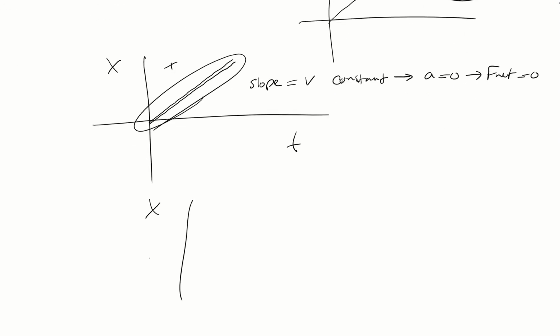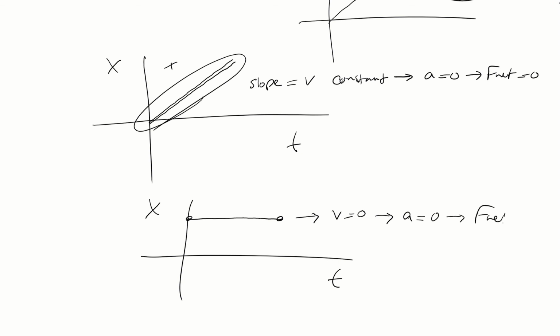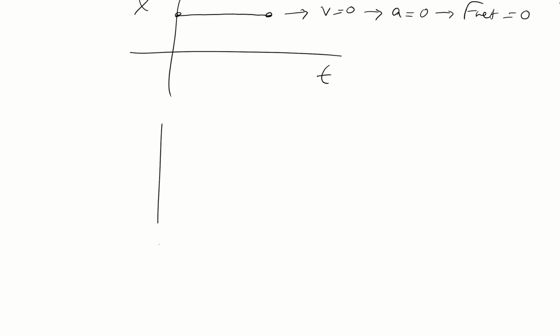Similarly, if I gave you a position versus time graph and it looks something like this, that tells me that the velocity is 0. And because the velocity is remaining at 0, not just because it's 0, but because it's not changing from 0, the acceleration is also 0, which means the net force is also 0 as well. And then finally, how do we actually tell if there's a net force on a graph like this? Well, it would look something more or less like a curve.